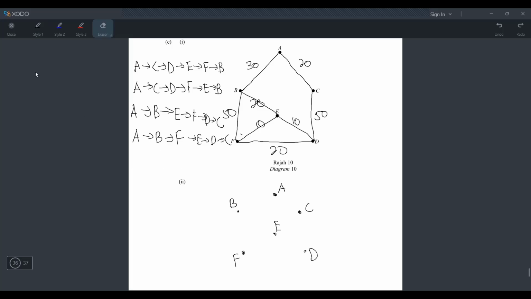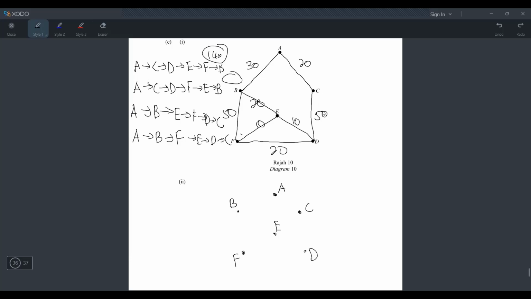Okay, I didn't write down all the paths. I just wrote a few paths that I think are the shortest, and then I calculate all of them and see which one has the smallest value. So let's calculate this first. A to C is 20, plus C to D 50, D to E 10, plus FB, so 10 plus 50. Okay, this one the total is 140.